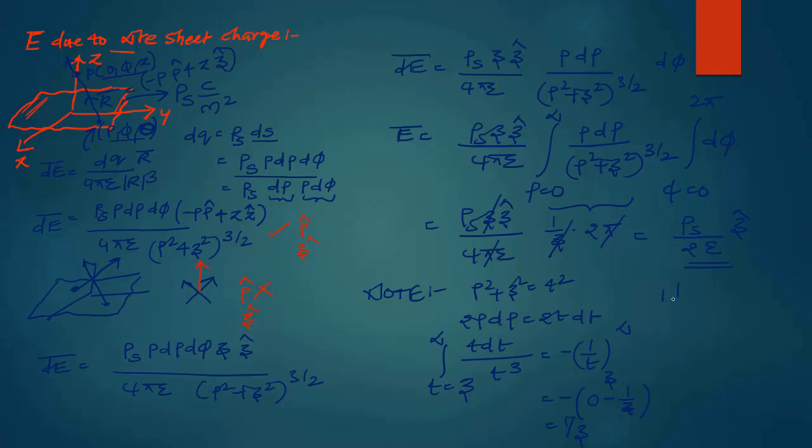But what is to be remembered here? What is the importance of this one? What is the specialty of this particular electric field due to the infinite sheet? It does not depend upon the distance of the observation point from the sheet. If you observe, what is the distance we have taken from the sheet to the observation point? The observation point is where we have calculated this electric field, which is at a distance z from the sheet.